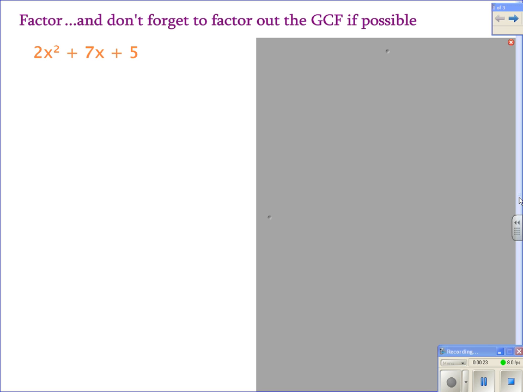So just as a reminder, you need to take out the GCF, which means if there's a number or a letter in common with all of them, you have to factor that out first. So on this one, is there a number we can divide out? No. Okay, 2, 7, and 5, we can't find a GCF.